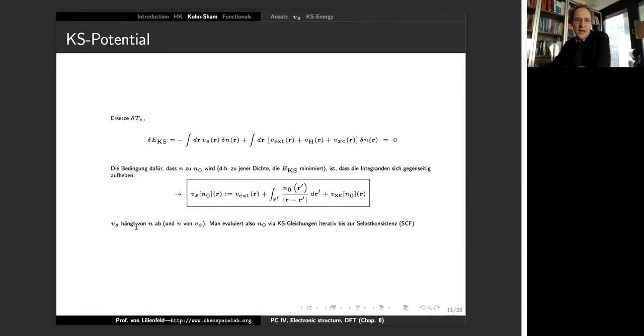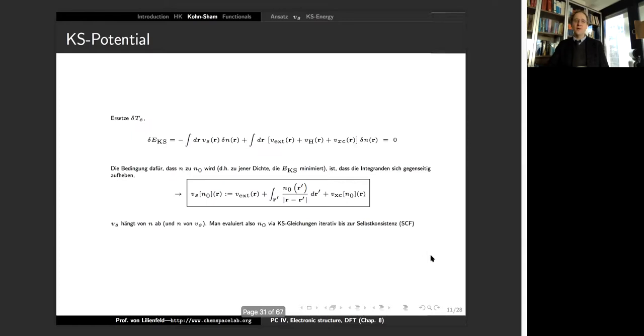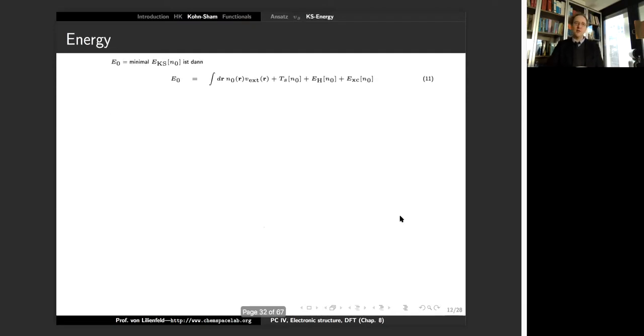So this Kohn-Sham potential, of course, depends on your electron density. And so you have to do this iteratively, as we just said. So what happens then with the energy, right? How do you calculate the energy? Once you do this SCF with this Kohn-Sham potential, and assuming that you approximate somehow this exchange correlation potential, the energy has to be minimal.